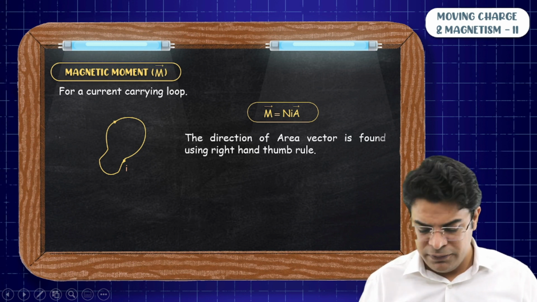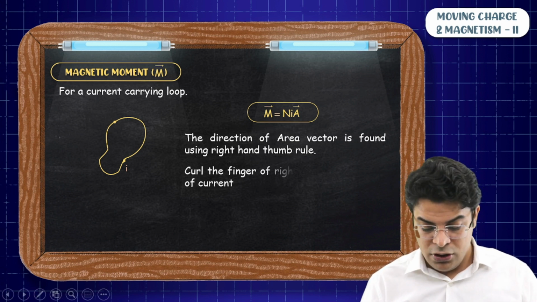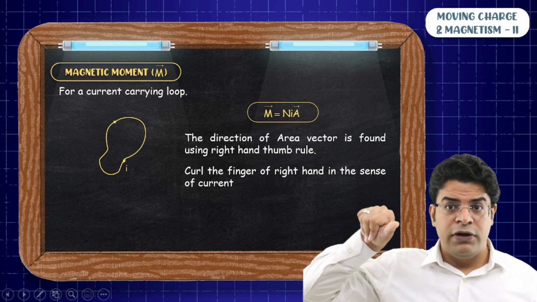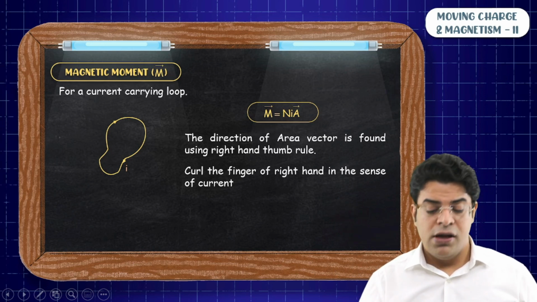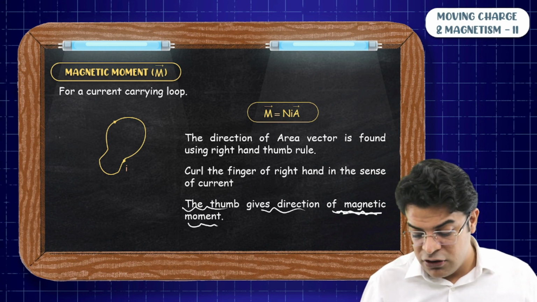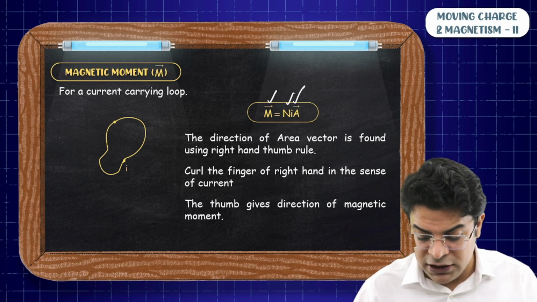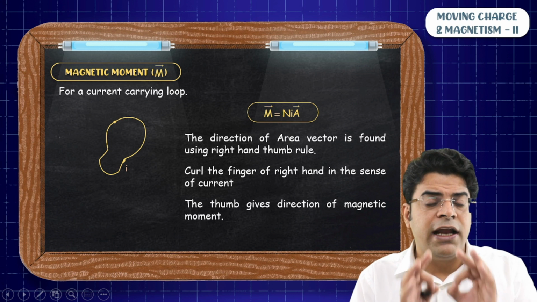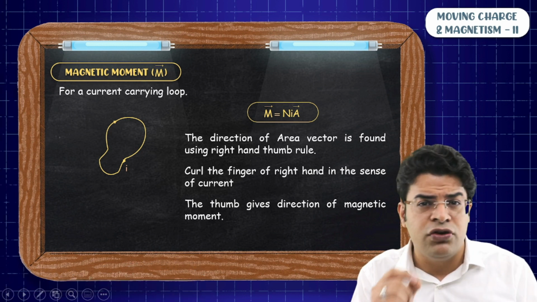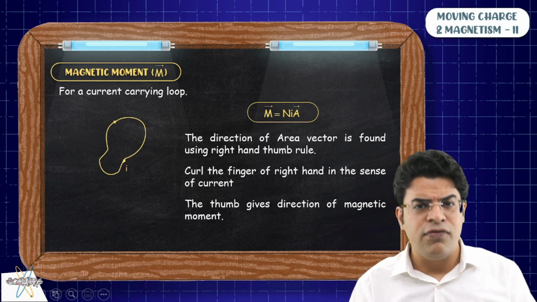Now let's understand further. The direction of area vector is found using the right hand thumb rule. Curl the fingers of right hand in the sense of current. If the current is clockwise, curl them clockwise. If the current is anti-clockwise, curl them anti-clockwise. The direction of thumb gives the direction of area vector, which is the same as the direction of magnetic moment. So magnetic moment equals number of turns times current in the loop times its area vector. To determine its direction, curl the fingers of right hand in the sense of current and your thumb points in the direction of area vector, which is the same as the direction of magnetic moment.